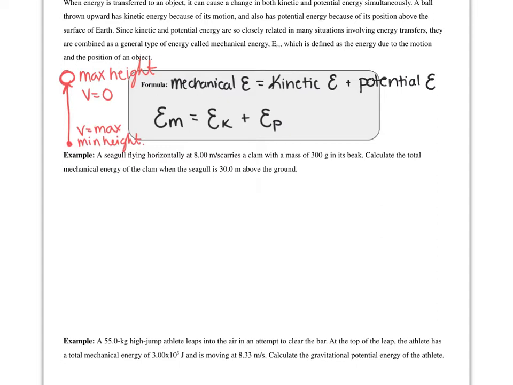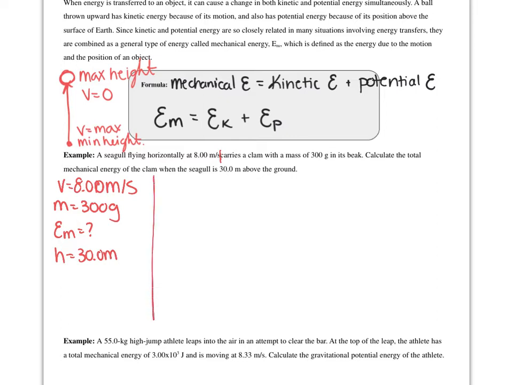So let's list out the information we were given here. A seagull flying horizontally at a speed of 8.00 meters per second carries a clam with a mass of 300 grams in its beak. Calculate the total mechanical energy of the clam when the seagull is at a height of 30 meters above the ground. So the equation we're using here is EM is equal to EK plus EP. Now, we know that EK is 1/2 mv squared, and EP was mgh. So I've just subbed those in for the variables EP and EK.